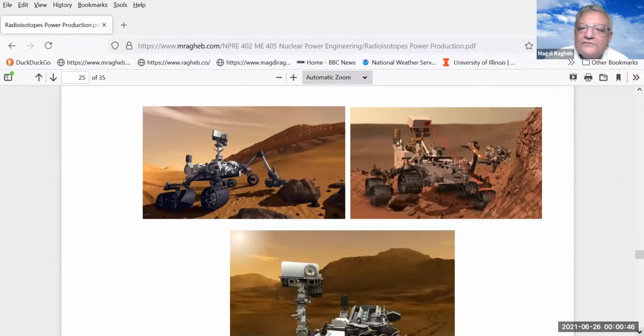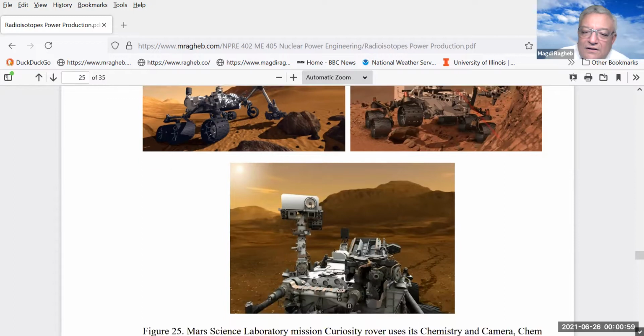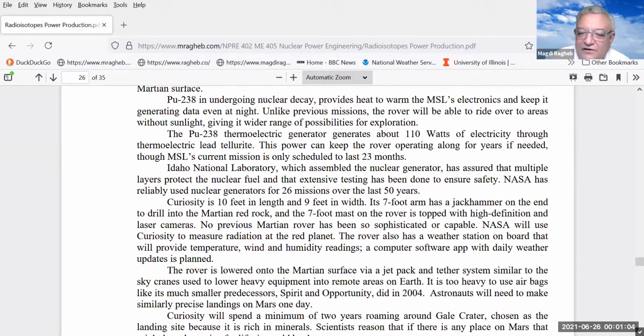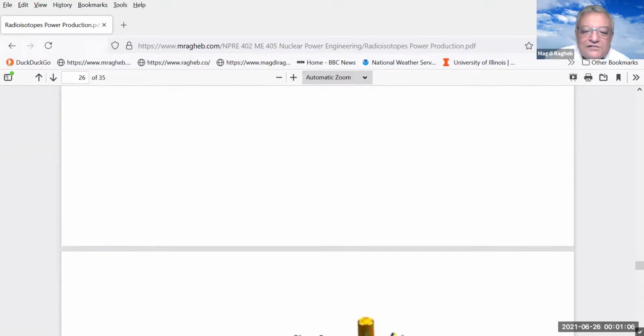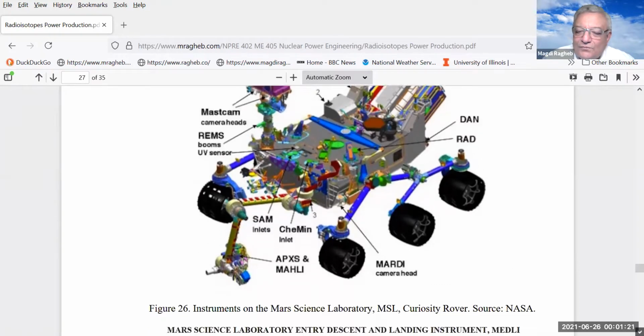And these are pictures of it now sampling, well, not actual pictures. It shows us the experiments that were conducted in sampling the rocks. They had many, many experiments on that particular probe. So let us list them very quickly. The instrumentation that was carried is shown here. The mast cam, the REMS, the booms, ultraviolet sensors. And you don't see the photovoltaics anymore because all the power is being produced by the radioactive isotope plutonium-238.